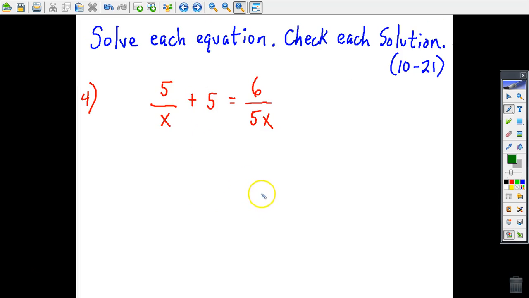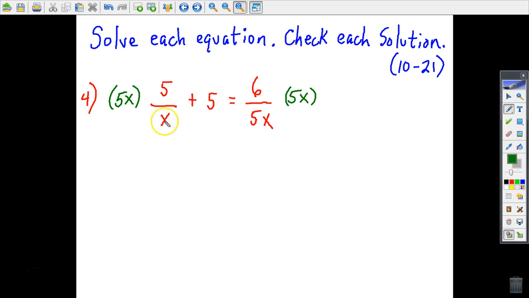Now, when you get to numbers 10 through 21, the problems look a little bit different. The equations are not just one fraction that equals another fraction, but the way we go about solving these is exactly the same. Let's find the LCD. I have x and 5x, so hopefully you can see that the LCD is 5x. That is the lowest number term that both x and 5x can divide into evenly.